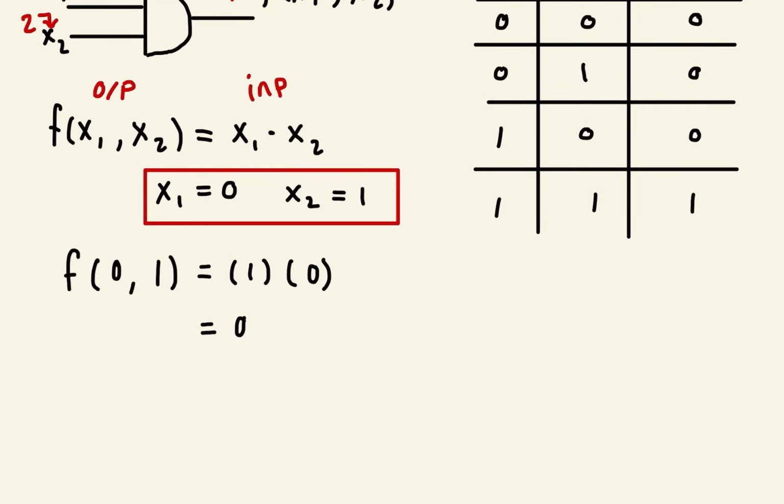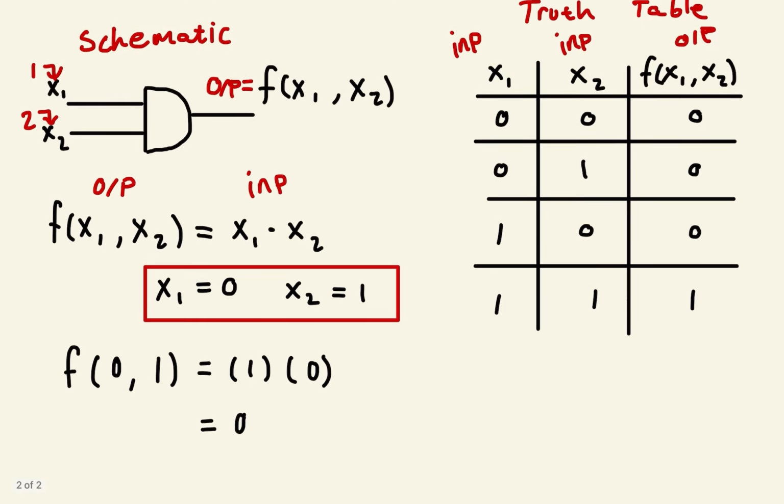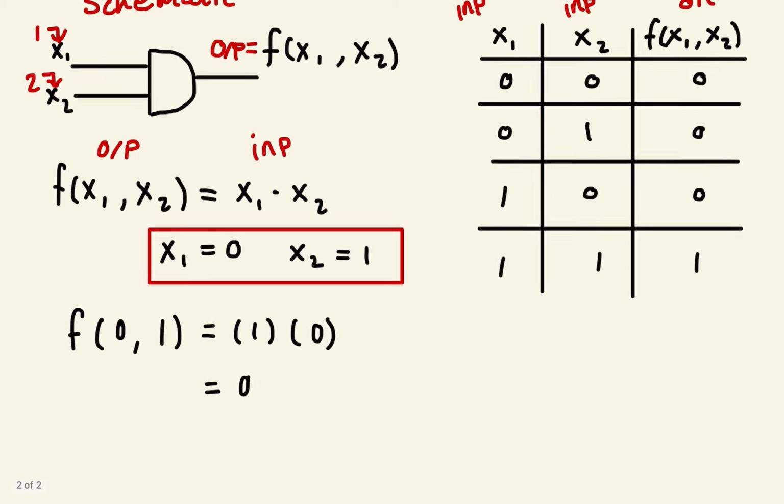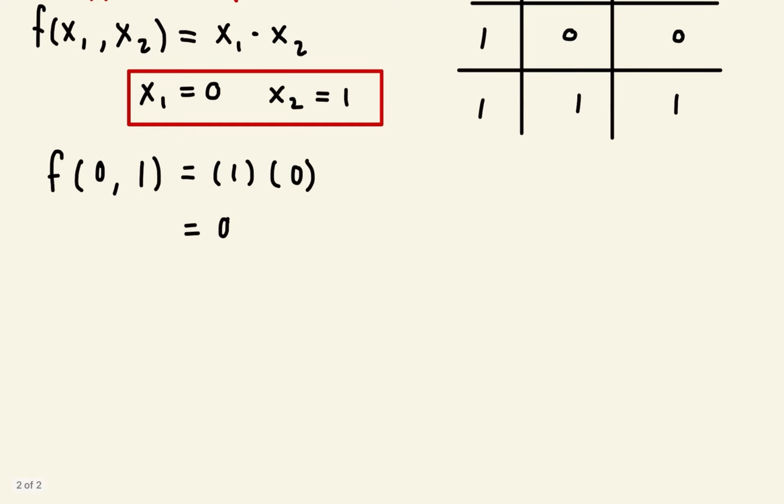Now, let's see if our truth table has the same corresponding result. Looking at our truth table, specifically the second line, x1 is 0, x2 is 1, and f of x1 and x2 is 0. This is a pretty nice result. Our truth table corresponds to what our outputs would be.